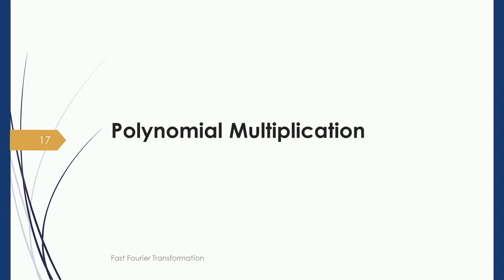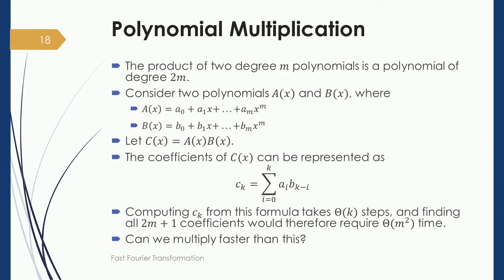And now we are going to look at polynomial multiplication, and we will see how our understanding of the Lagrange basis helps us in improving the computational complexity of polynomial multiplication. Consider two polynomials of degree m. Their product will be a polynomial of degree 2m. So let us denote the two polynomials as a of x and b of x.